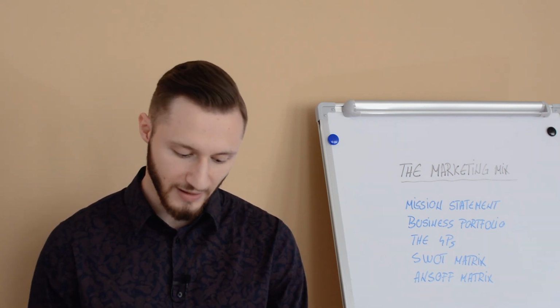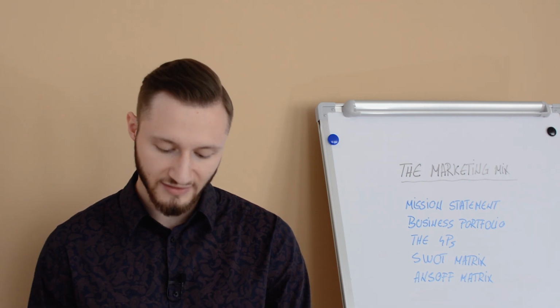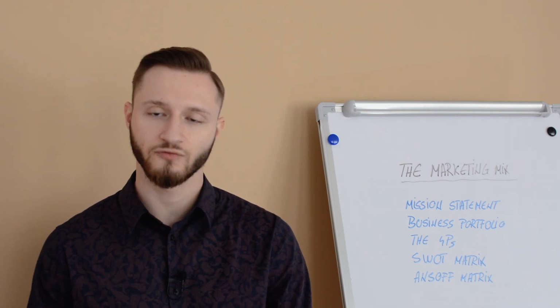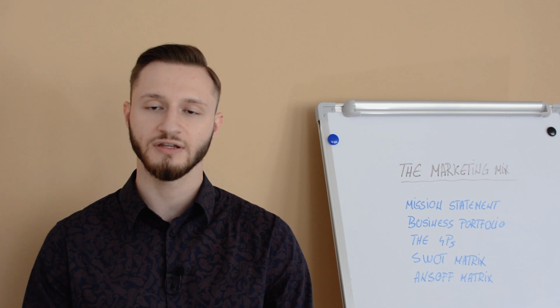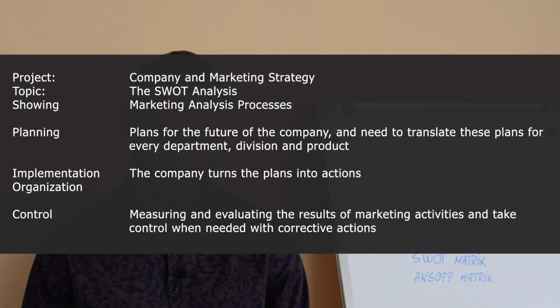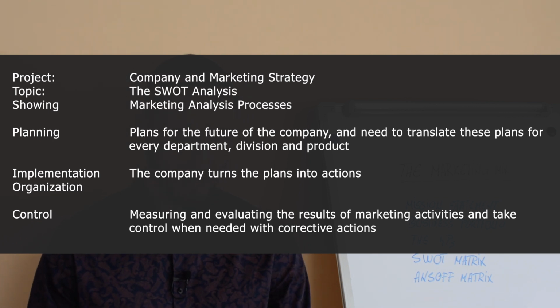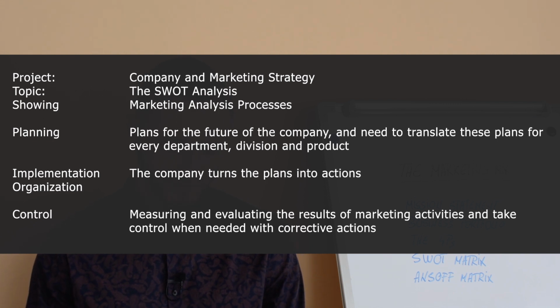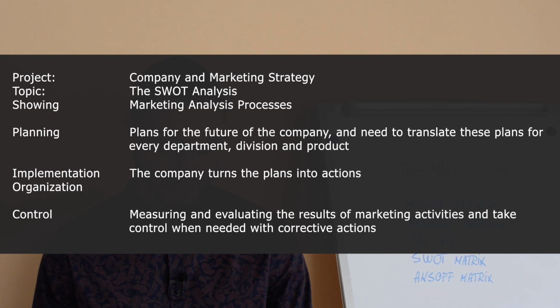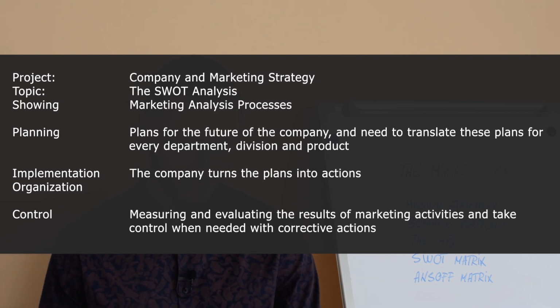That is the strategic plan, and when a company does that, they need to translate that plan for every department, every division, and every product within the company. This is called planning. The first process. The second process is through implementation and organization. The company turns the plans into action. And finally, they control, so they measure and evaluate the results of marketing activities and take control when needed with corrective actions.